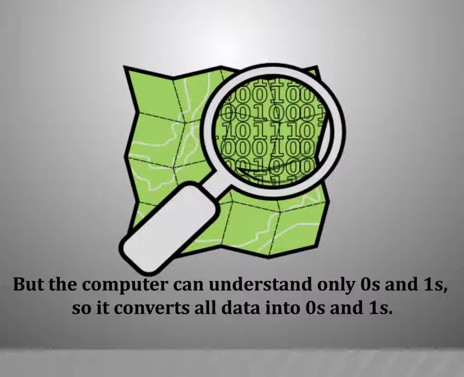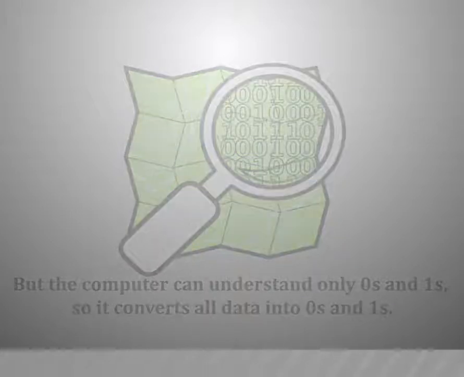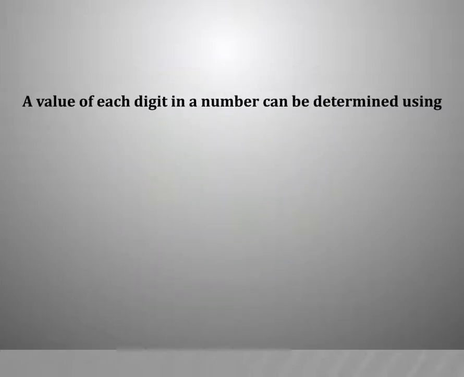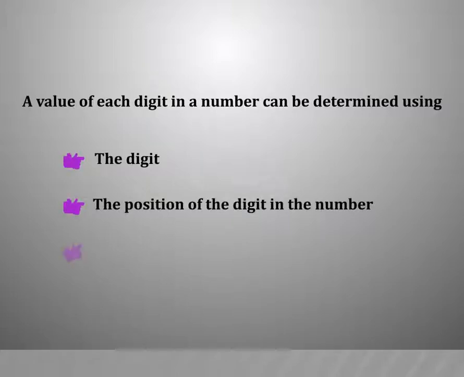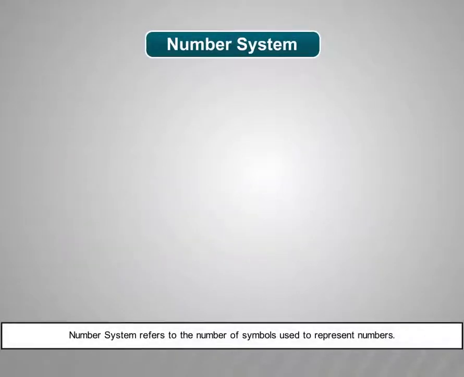But the computer can understand only zeros and ones, so it converts all data into zeros and ones. A value of each digit in a number can be determined using the digit, the position of the digit in the number, and the base of the number system. Classification of number system. Number system refers to the number of symbols used to represent numbers.